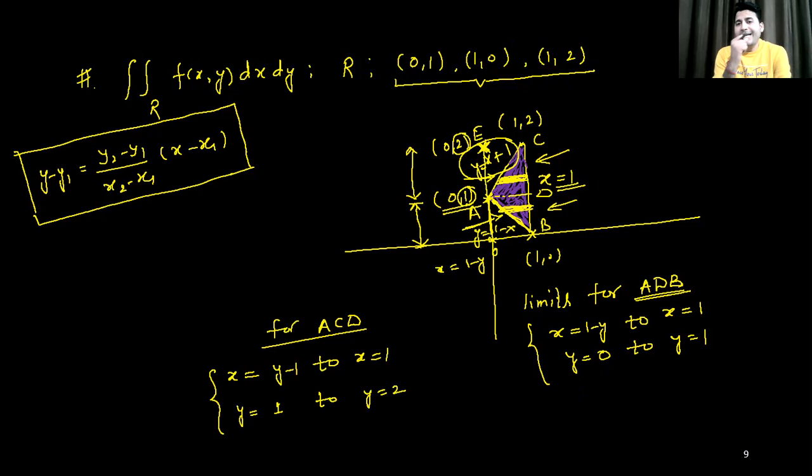Now the question arises: which limit should be put on the integral, because we have two sets of limits, one for the region ABD, another for the region ADC. The answer, students, is that we should put both limits. Let us see how. The given integral is the integral over R of f of x comma y dx dy.